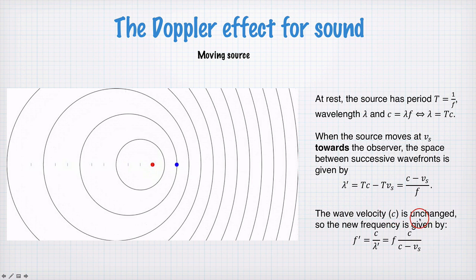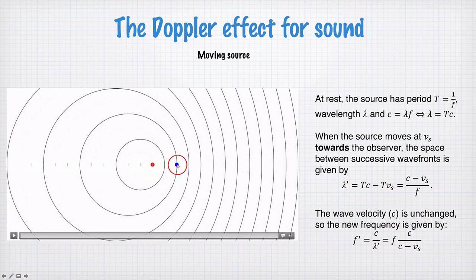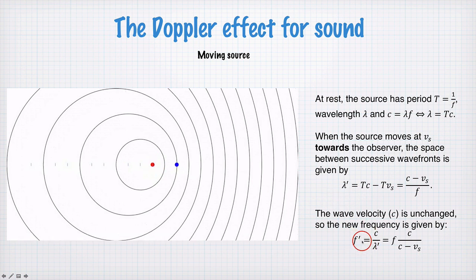The wave velocity is unchanged, so if you ask the observer here what the speed of sound is, they tell you the same speed of sound as the source. So we can write f dashed is equal to c on lambda dashed, or in other words, f dashed is the frequency multiplied by this factor here. So this is the new frequency, and we can see that if Vs is positive, then we have a number here which is less than c, causing an increase in frequency.